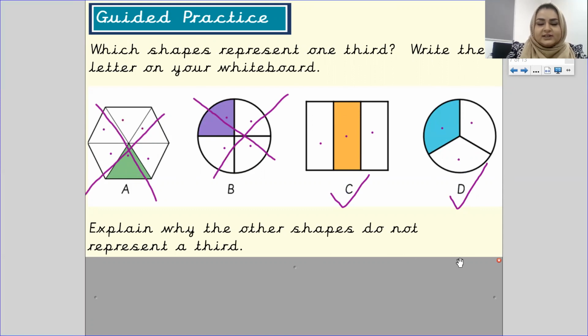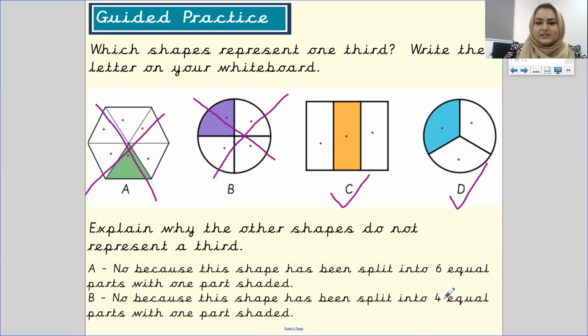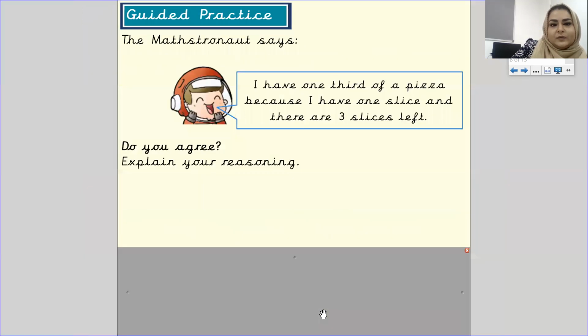Can you please write down on your board, giving a reason as to why A and B do not represent a third? Okay, fantastic. So your explanation should have looked something like this. A, no, because this shape has been split into 6 equal parts with 1 part shaded. Then B, no, because this shape has been split into 4 equal parts with 1 part shaded. Okay, your explanation should look like that. That is what I mean when I say reasoning.